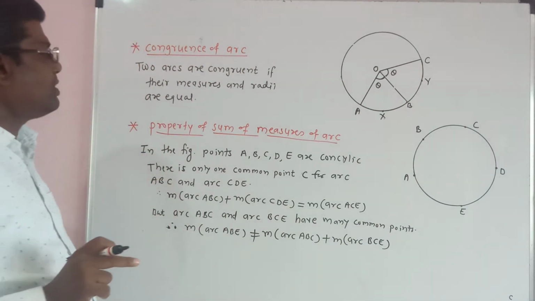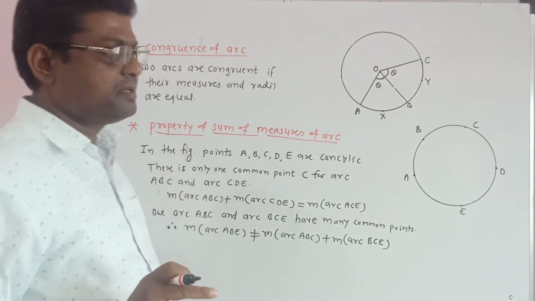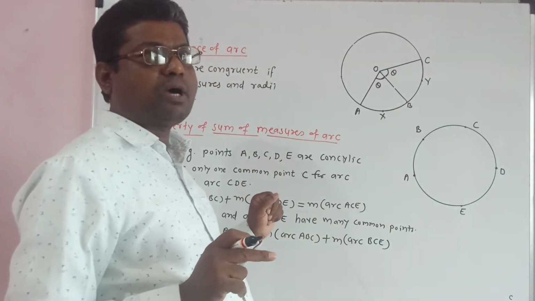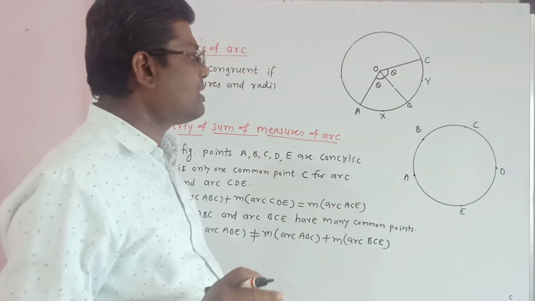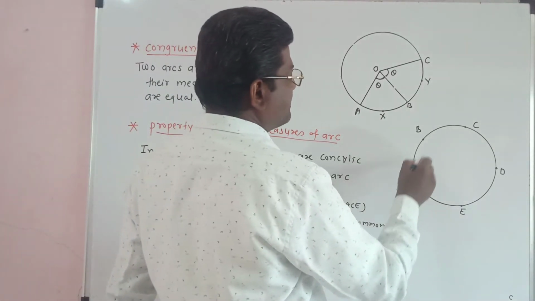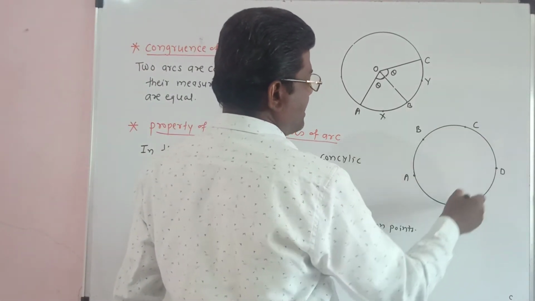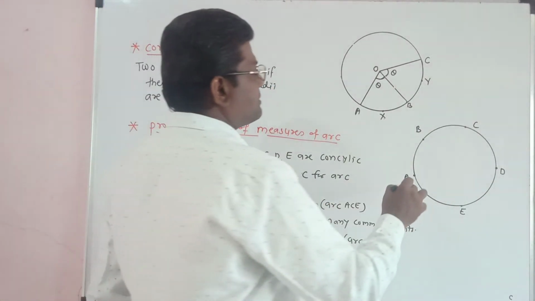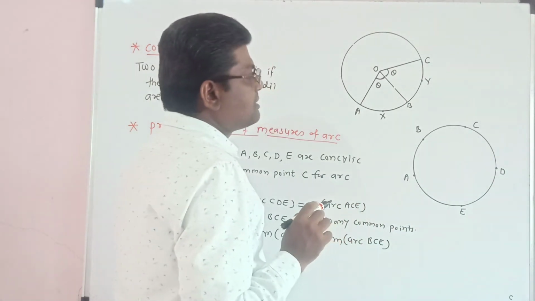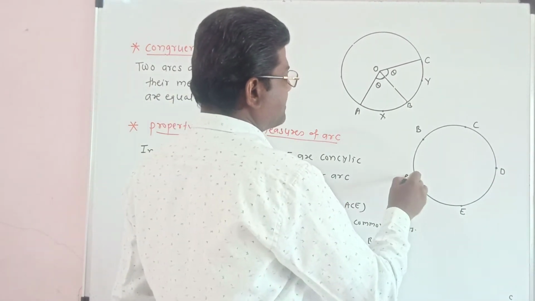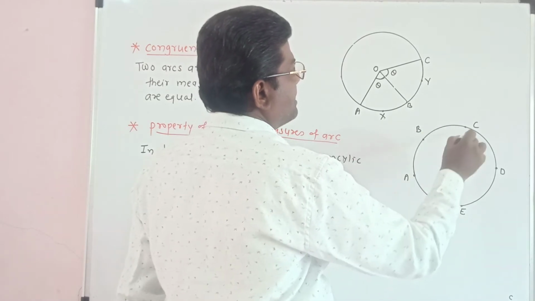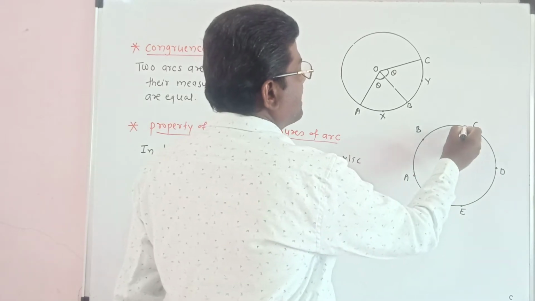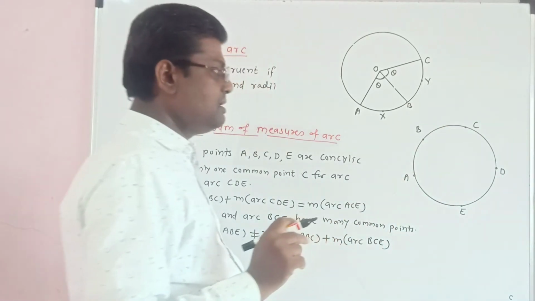Now, the property of the sum of measures of arcs. We can take the sum of the measures of two arcs if they have only one common point. Now points A, B, C, D and E are concyclic points. Concyclic points means points lying on the same circle. If we consider two arcs, arc ABC and the second arc CDE, then these two arcs have only one common point C.